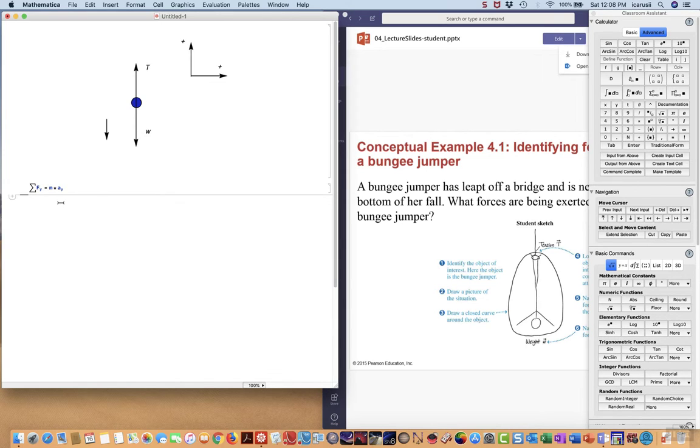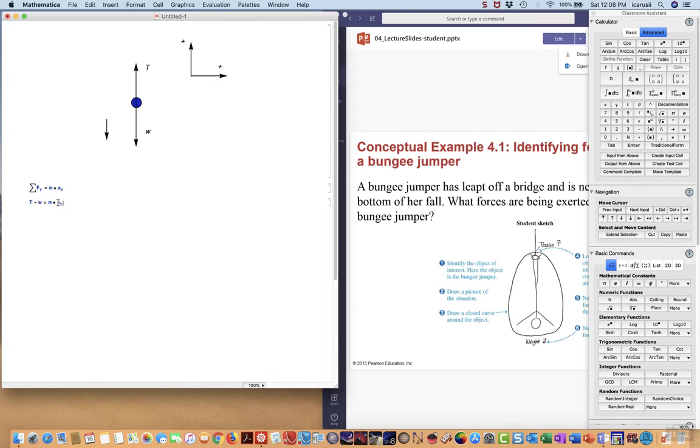So I can write this as an equation: the tension minus the weight equals the mass of the bungee jumper times a sub y. I can leave that a_y off, but I'm going to keep it on there for the moment. And now, I did make a mistake. Where's the mistake? The answer is, it is an a_y.